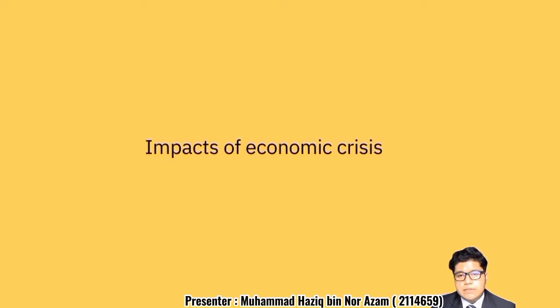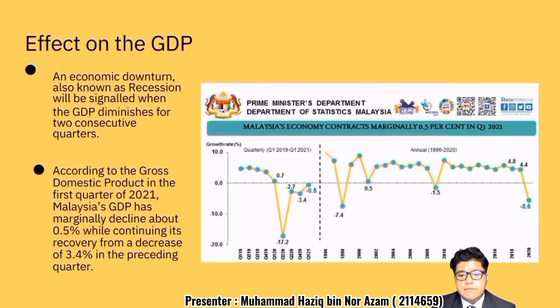As for the impacts of the economic crisis, it can be determined firstly in the GDP when it diminishes for 2 consecutive quarters. For instance, according to the gross domestic product of Malaysia in the first quarter of 2021, the GDP has marginally declined about 0.5% while continuing its recovery from a decrease of 3.4% in the preceding quarter. It shows that the COVID-19 pandemic has reduced the economic pace of the country and Malaysia needs to utilize recovery efforts for the economy to go back on track.